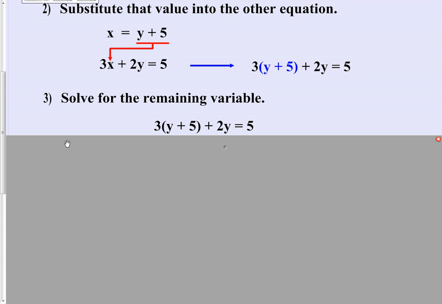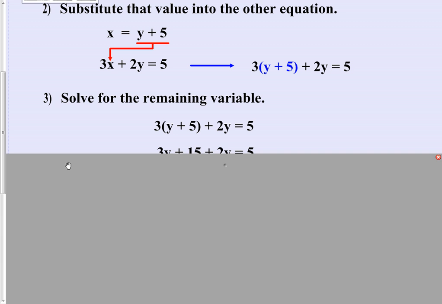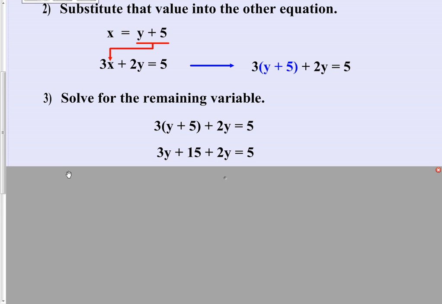Parentheses, things like multiplication. We have a multiplication issue on the left side of the problem. The 3 needs to be distributed. The 3 needs to multiply times the y. It also needs to multiply times the 5. So you have 3y + 15 + 2y = 5.